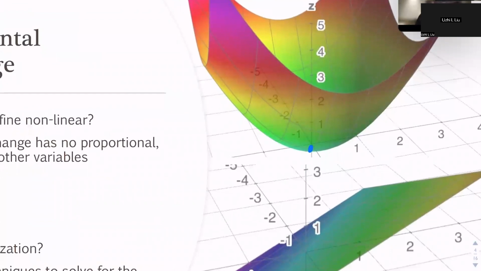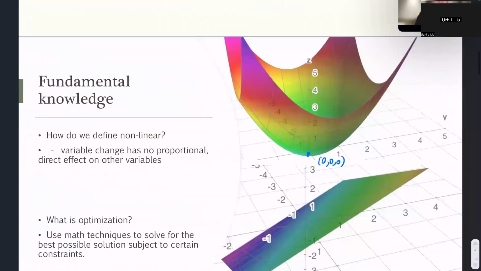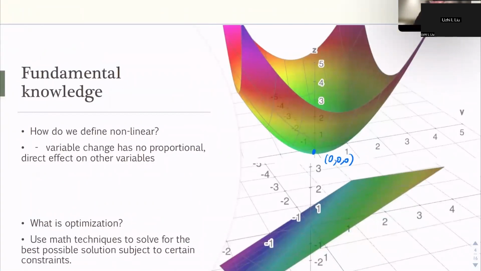It's just the origin. The origin is just 0, 0, 0. So this is the minimum value that we can find. By using math tools that allow us to find this certain point, which is the global minimum value, that is the optimization. It doesn't necessarily have to be maximum values. It's more like finding extreme values, either the maximum values or the minimum values.